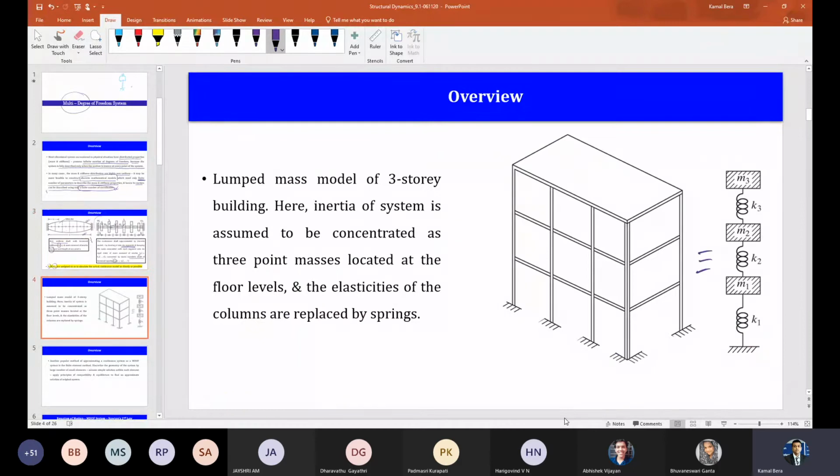I can call it the lumped mass model of a 3-story building. Here the inertia of the system is assumed to be concentrated at 3 point masses located at the floor levels, here, here, and here, and the elasticities of the columns are replaced by springs. So the springs provide the elasticity of the columns at the floor level.